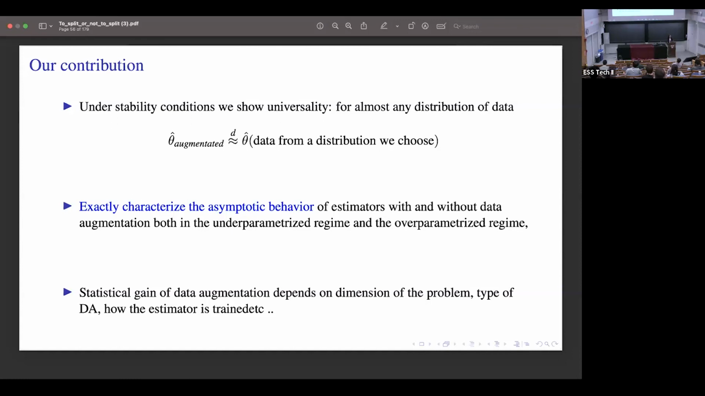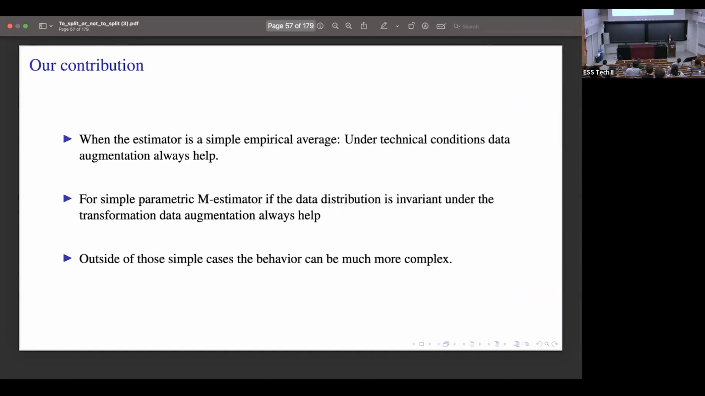And so here is, in 5 minutes, what we can observe. So first of all, when your estimator is very simple, let's say you're looking at an empirical average, then data augmentation will always help. If you're looking at a simple parametric M estimator and the distribution of your augmented data is the same as your original data, so for example, your data was invariant under rotation, then you can easily prove that data augmentation will always help. But as soon as you step out of this nice world, things get more complicated.